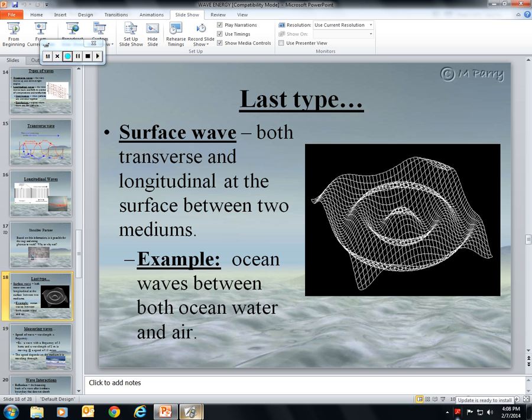Okay, your last type of wave, a surface wave, is when it's moving in both ways. And my best way to explain a surface wave is this example. It says ocean wave moves between both ocean and air. So it's moving transversely in the water, but longitudinally through the air.